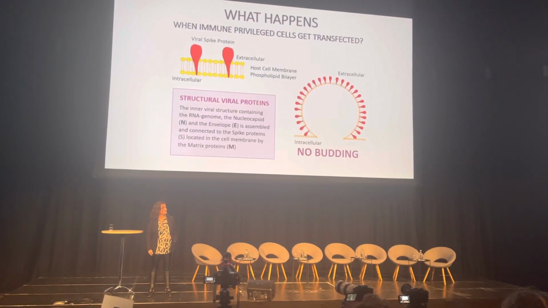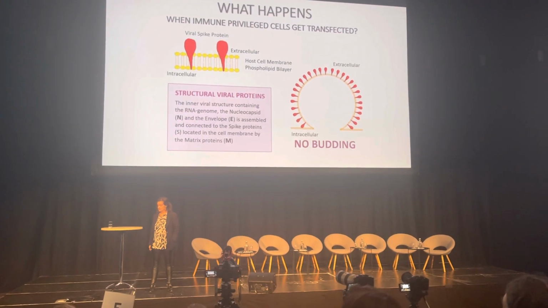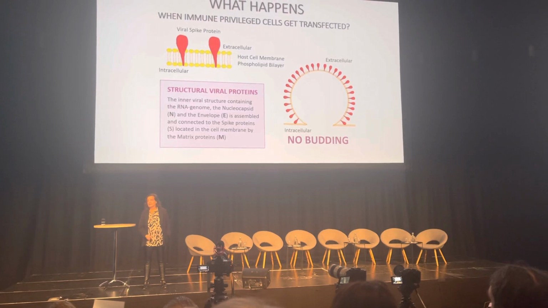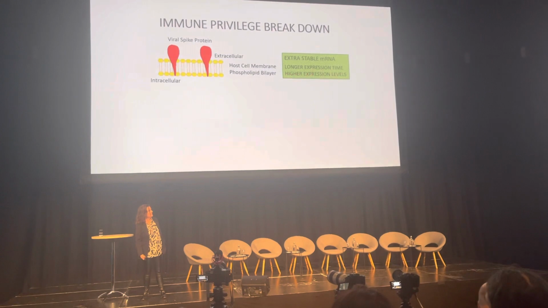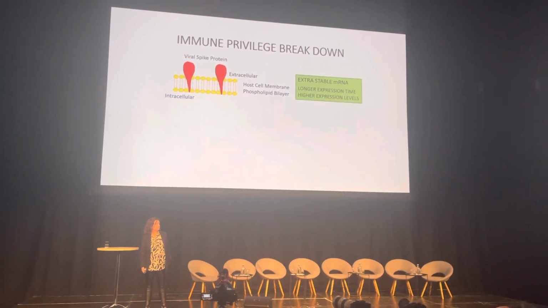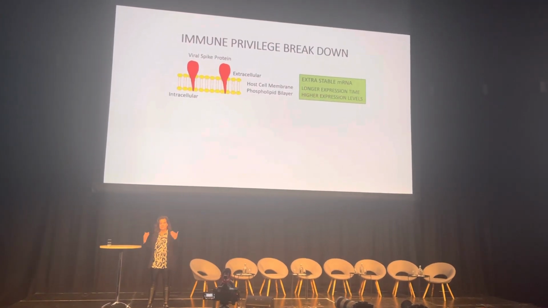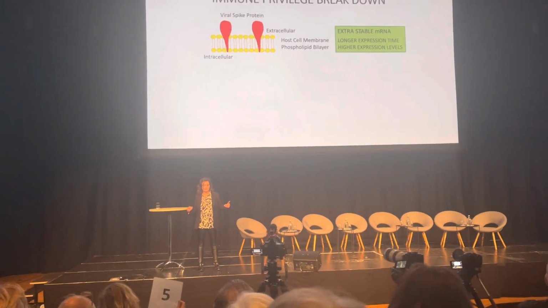But with this vaccine, you don't have any inner structure. So what happens? We have a lot of spike proteins sitting in the membranes of this type of immune privileged cells. I don't know how long they will sit there, probably for a long time, because the mRNA encoding this spike protein is much more stable than normal mRNA. So that will probably have a long expression time. And it's also known that the expression level of the proteins produced is very high. The levels are very, very high in this cell.